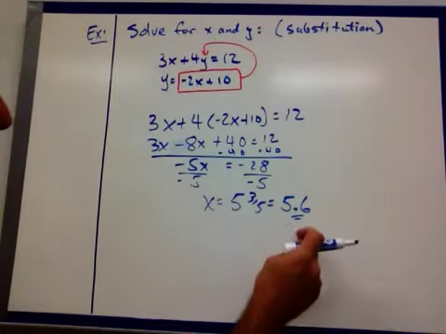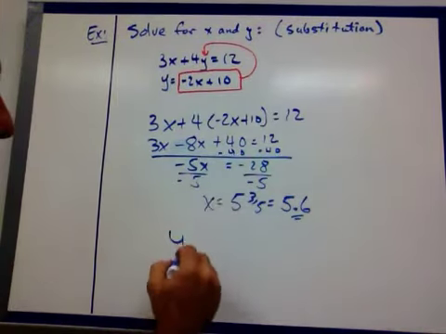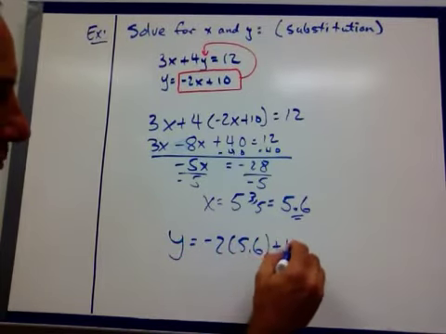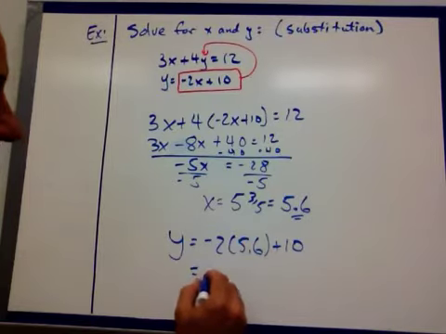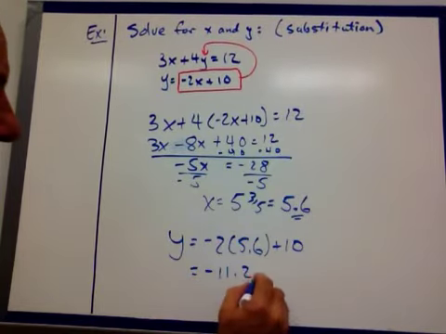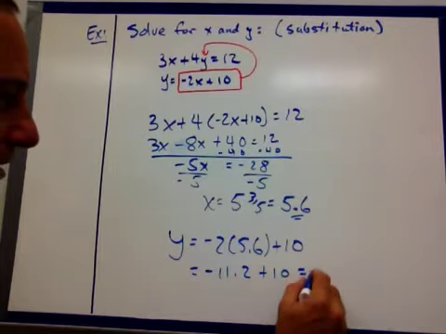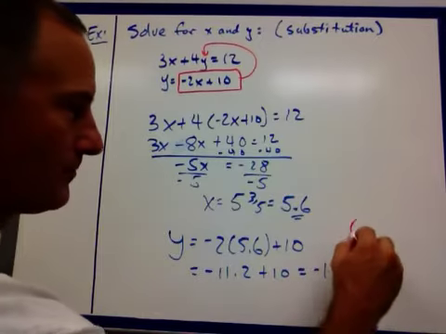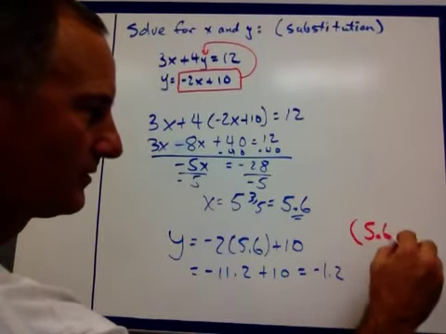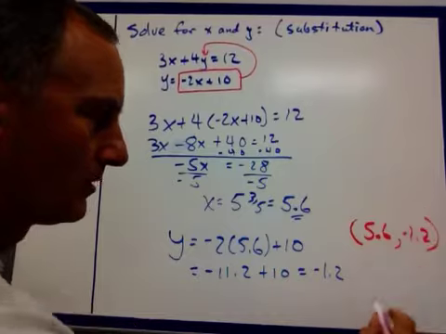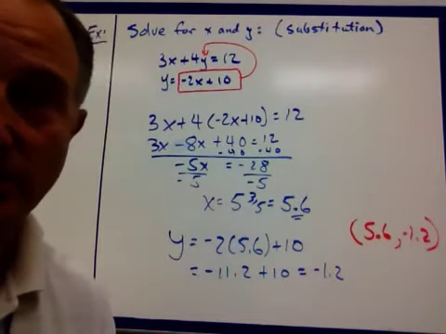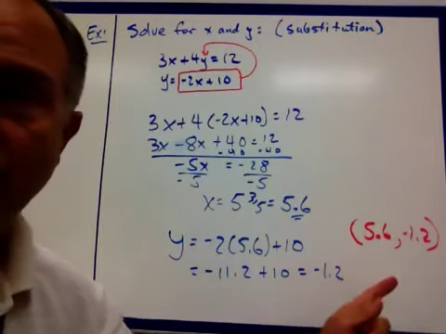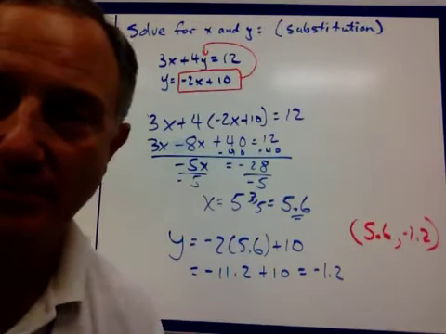Once you know your x, I can plug it back into here to find my y. Negative 2 times 5.6 plus 10. That's negative 11.2 plus 10. I get negative 1.2. So my point for x, y I write as an ordered pair, because if I graph these two lines, which we could have, we could put that into y equals and graph them both. That's where they would intersect. It doesn't matter which method you use, you get the same answer either way.